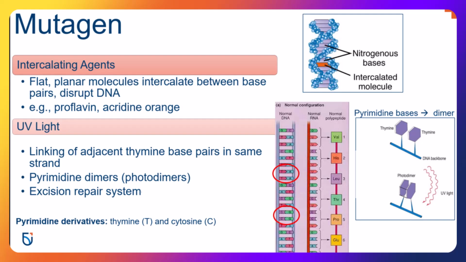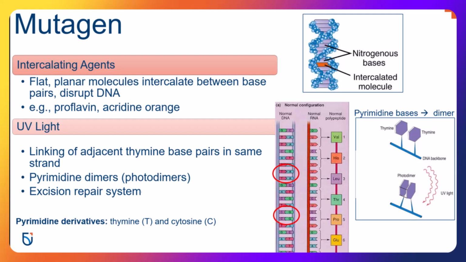Okay, UV light. UV light is another important mutagen. UV radiation causes adjacent pyrimidine bases, in particular thymine, to bind together on the same DNA strand, causing what's referred to as a pyrimidine dimer or a photodimer. So what the heck does all that mean?